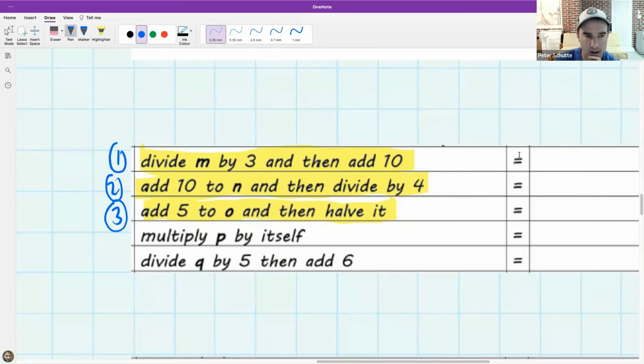So the first one, divide m by 3 and then add 10. We're going to get m divided by 3 plus 10. Now, think about the last question. Add 10 to n and then divide by 4. What is that divide by 4 referring to? Is it dividing only one thing by 4, or is it dividing a whole thing by 4?